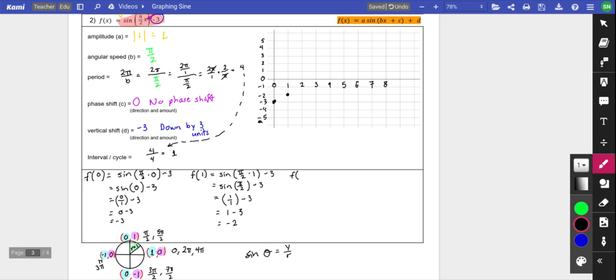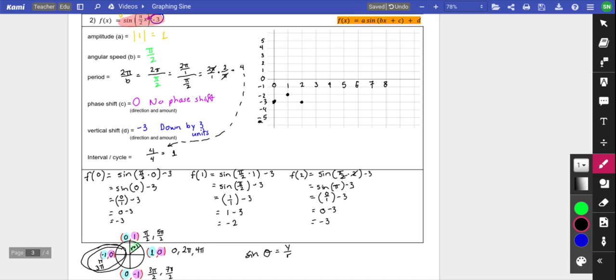Third point would be located at f of 2. Plug in the 2 every time you see an x. So we get sine of the 2's cancel out, and we get sine of pi minus 3. Pi is the point on the left-hand side. So this is equivalent to 0 over 1 minus 3. Looking at the point right here on the left-hand side, y is equal to 0. That's how we get 0. Radius is 1. 0 minus 3 equals -3.